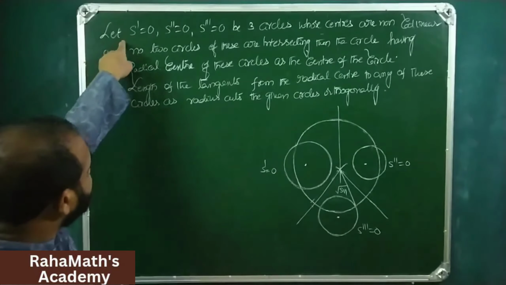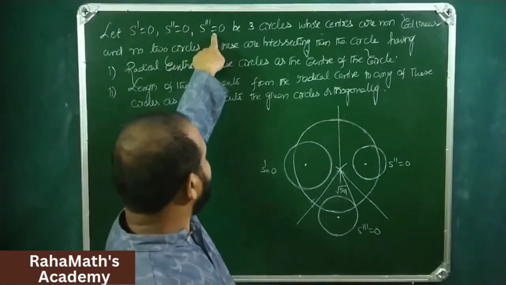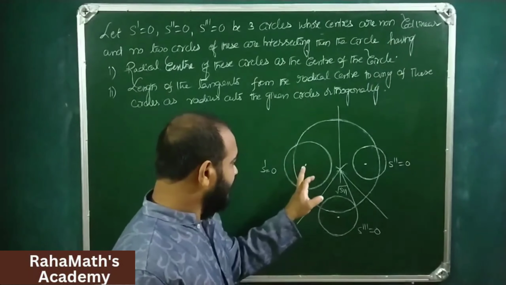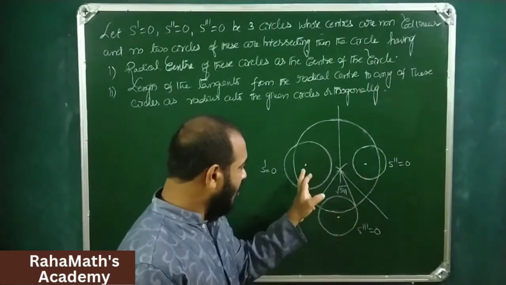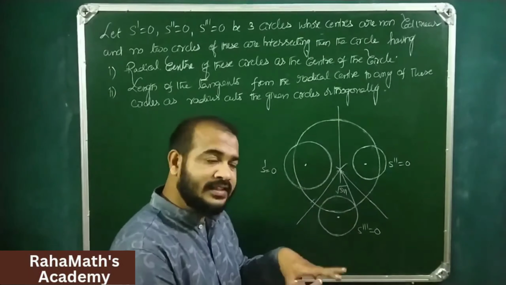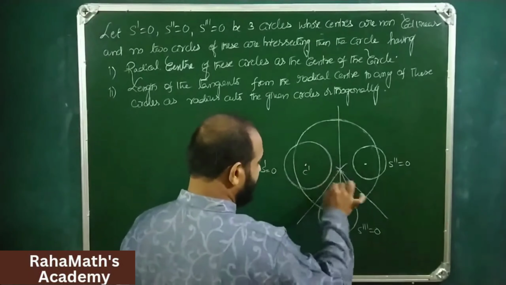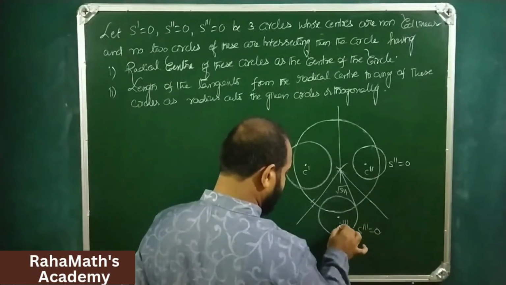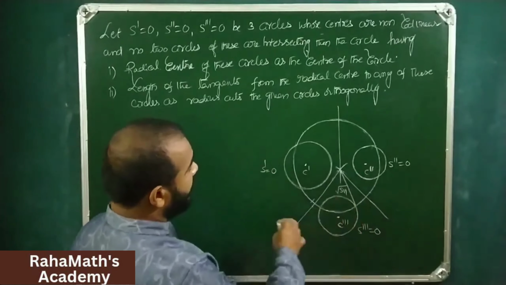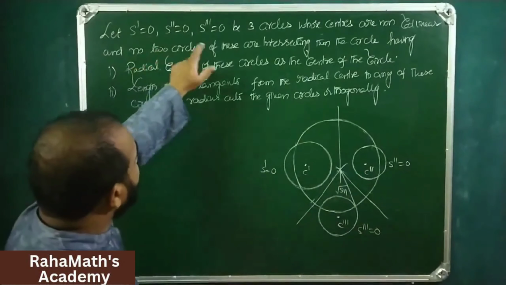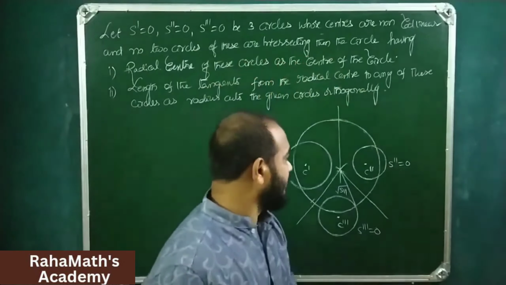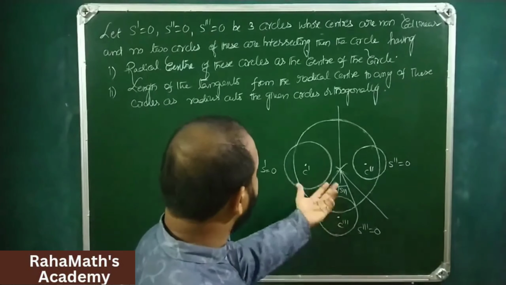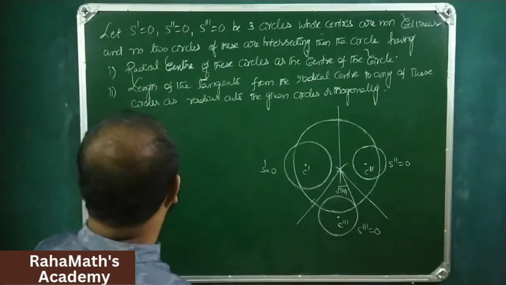Let S' equals 0, S'' equals 0, S''' equals 0 be three circles whose centers are non-collinear. Clearly, the centers are non-collinear. All these points are not lying on the same line. So these are C', C'' and C'''. These three are not lying on the same line. And no two of these circles are intersecting. They are not cutting each other.